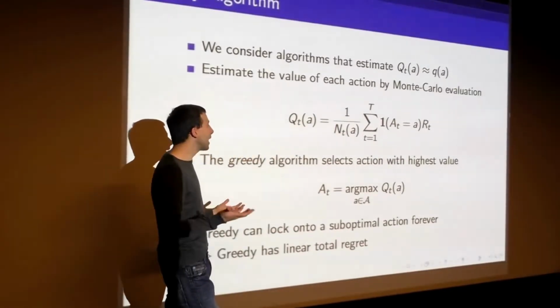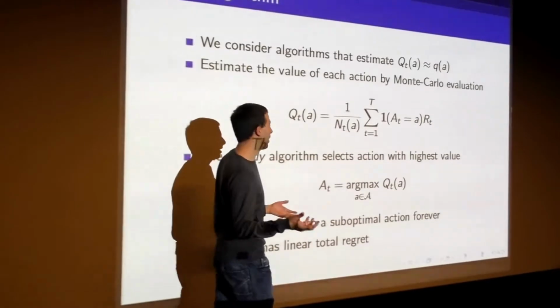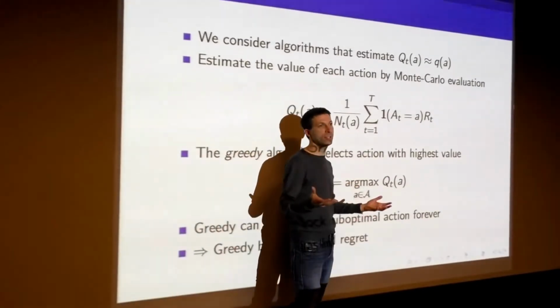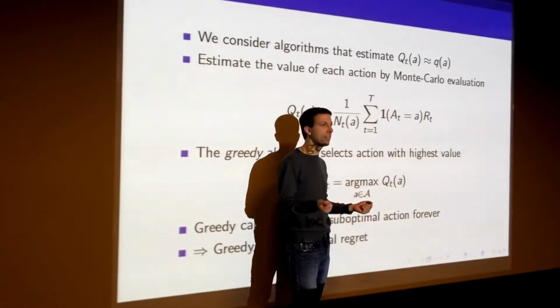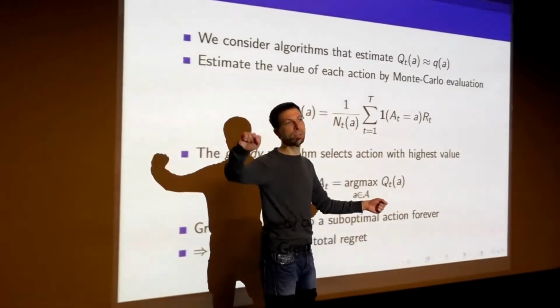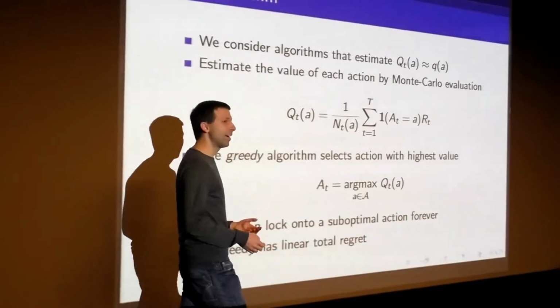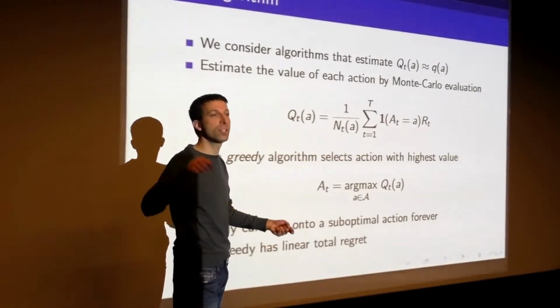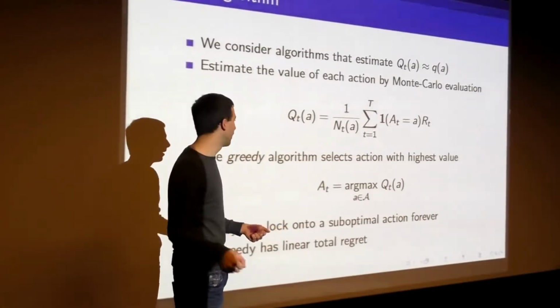Okay, so the greedy algorithm, what does it do? Well, it selects the action with the highest value. We just pick the action with the highest value. That's the natural thing to do. So we've estimated how good this action is. We've estimated how good this action is. If this one's higher, we just pick it. Okay, and the greedy algorithm doesn't explore at all. It just picks it, picks it, picks it, picks it.